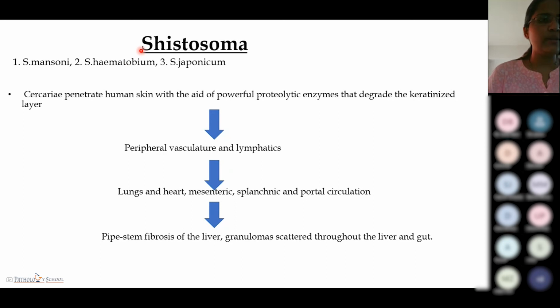So next is Schistosoma. Schistosoma has three species: Schistosoma mansoni, Schistosoma haematobium, and Schistosoma japonicum. The cercariae penetrate human skin with the aid of powerful proteolytic enzymes that degrade the keratinized layer. They then go to the peripheral vasculature and lymphatics. From there, they go to the lungs and heart, and the mesenteric, splanchnic, and portal circulation, where in the liver they cause pipe stem fibrosis of the liver, and granulomas are scattered throughout the liver and the gut.